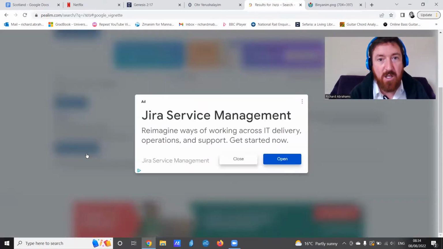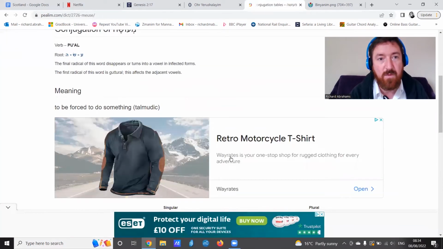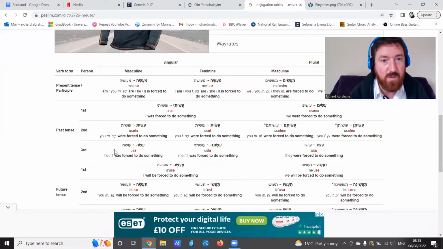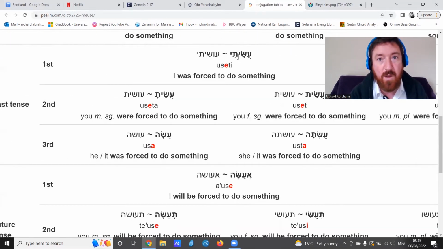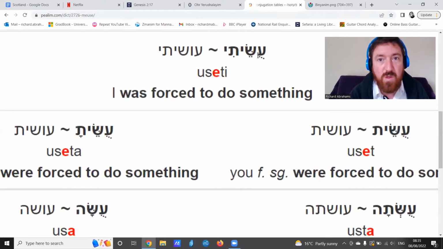But then each of the versions of this verb have the same endings added onto. So the third person masculine past tense for the pu'al is usa, takes the vowels from the branch. Then we go first person past tense, useti, we have the taf yod on the end. So whenever you see taf yod, it is past tense and it is first person. Whoever is speaking, they're the first person.